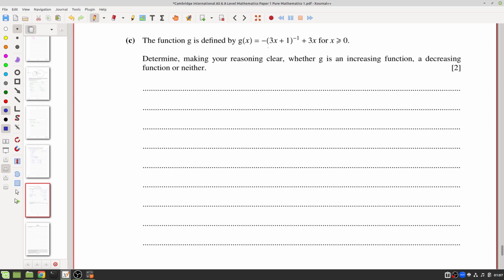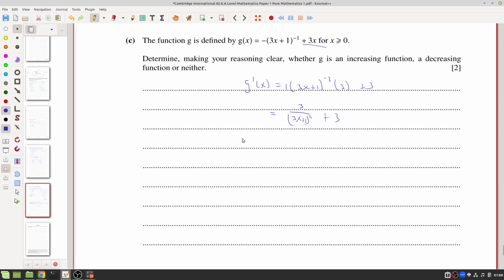So we can use a shortcut and do the k thing again, but let's start this one from scratch. So let's find the derivative by saying -1 times -1 is 1, and then 3x plus 1 to the power -2, multiply by the derivative of the inside, which gives us that. Let's simplify that to 3 over 3x plus 1 squared. Oh, plus 3. Sorry, I forgot about this little part here. So plus 3. Okay, so that's our derivative.